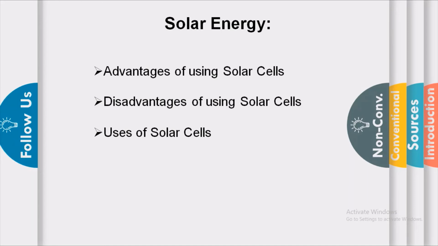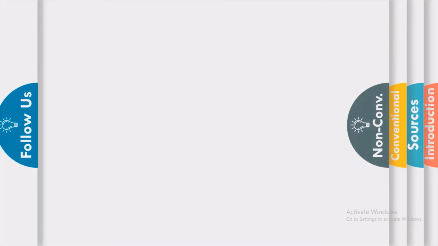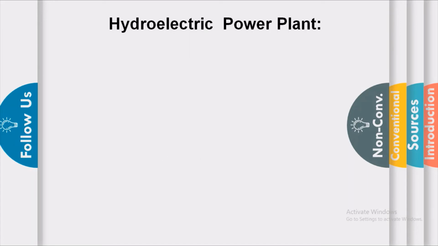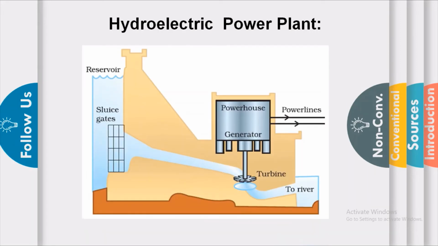Okay, now let us discuss another non-conventional source of energy, that is hydroelectric power plant. Hydroelectricity is a non-conventional source of energy. Please note this. Earlier we used flowing water to generate electricity, but using dams to generate electricity is a new concept. Thus hydroelectric energy is a non-conventional source of energy. We generate hydroelectric energy using a hydroelectric power plant.